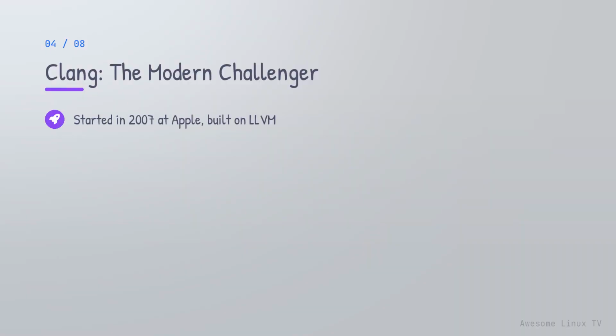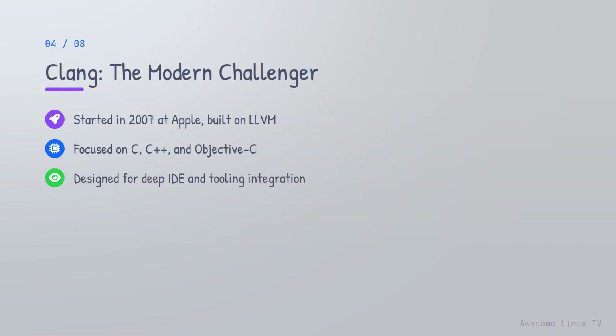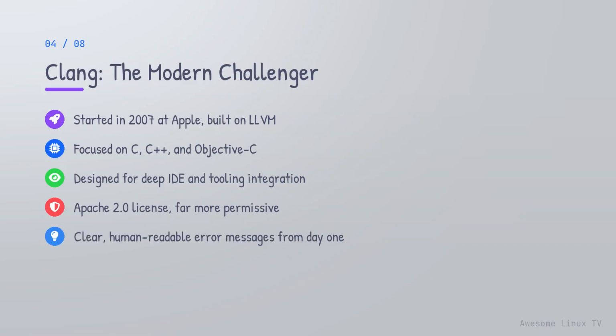Clang appeared in 2007, built by Apple on top of LLVM, a modular compiler infrastructure that started as a research project at the University of Illinois. Instead of trying to support every language, Clang focused tightly on C, C++, and Objective-C. That narrow focus let it solve problems GCC wasn't great at: plugging into IDEs for real-time code navigation, running static analyzers over your code, and producing error messages that actually point at the problem and suggest a fix. Its Apache 2.0 license is much more permissive than GCC's GPLv3, which made it the obvious choice for companies building commercial developer tools. Today, Clang is the default compiler on macOS and FreeBSD.